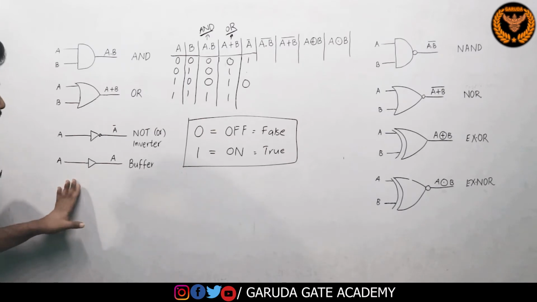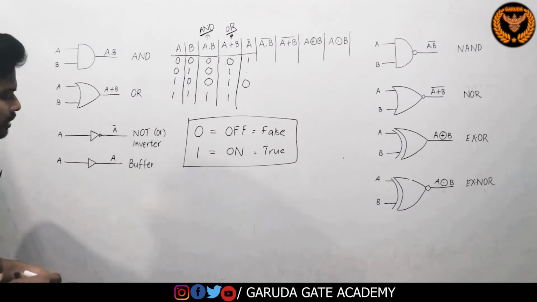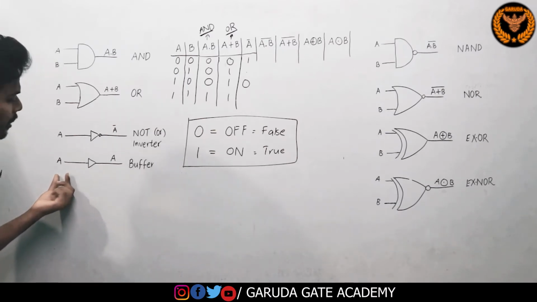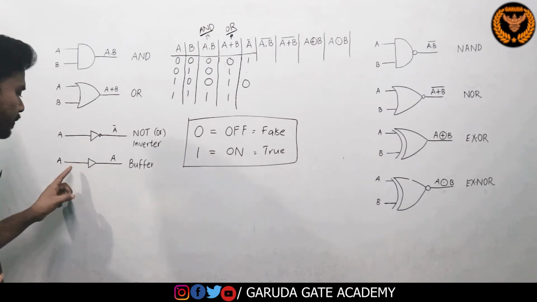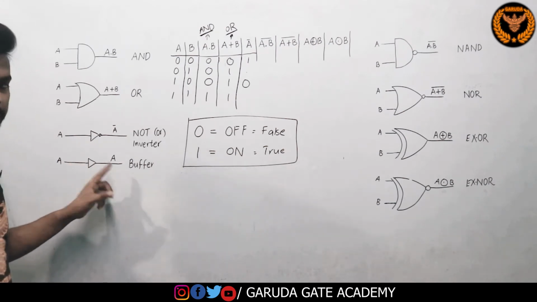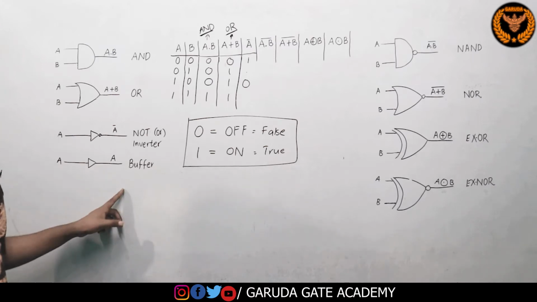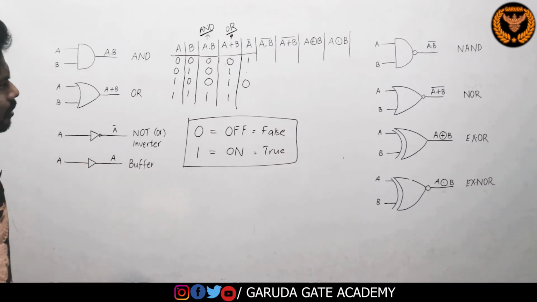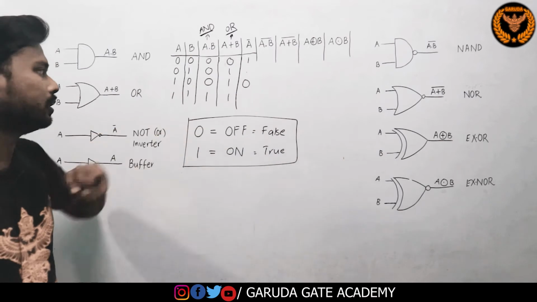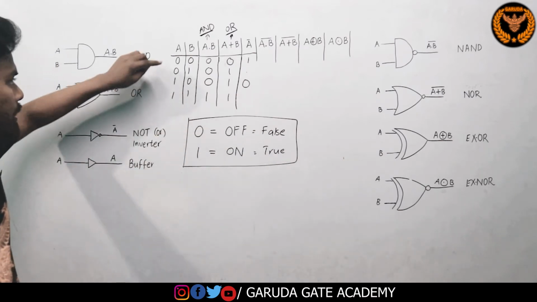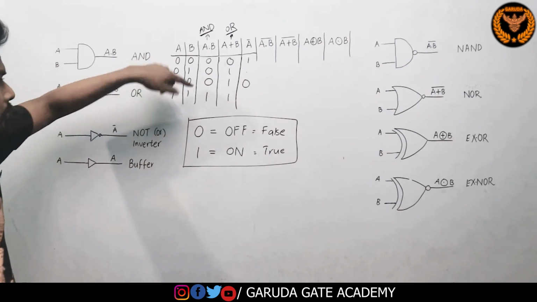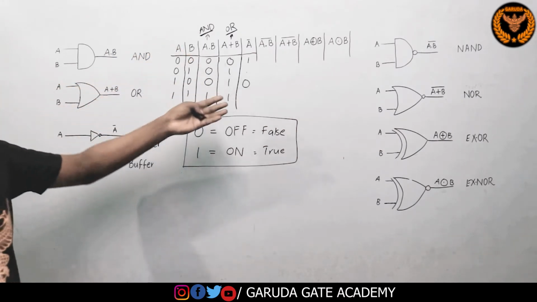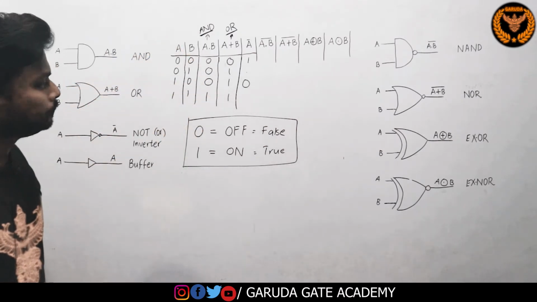And the other one is buffer. So buffer is like it will produce the same signal as the input. Like if A is 0, then output will be 0. If A is 1, then output will be 1. That is the buffer thing. So here I have not mentioned any column for buffer because the output will also be A. So there is no point in mentioning that thing here, right?